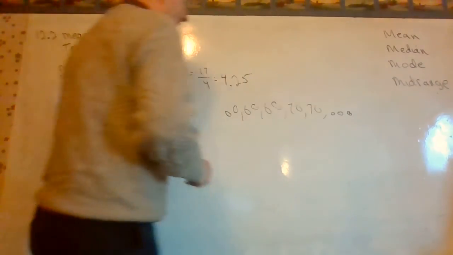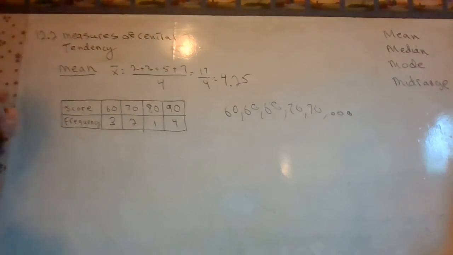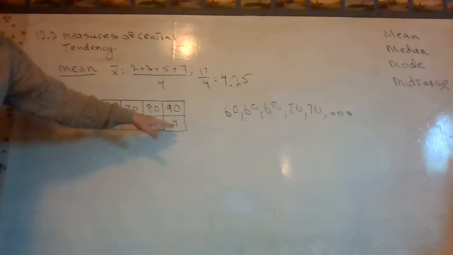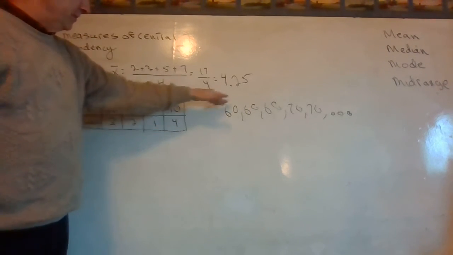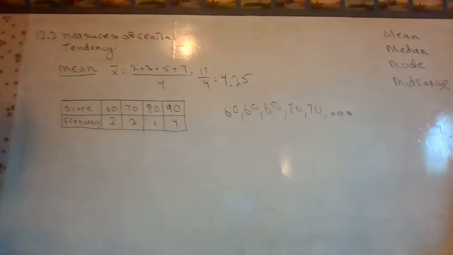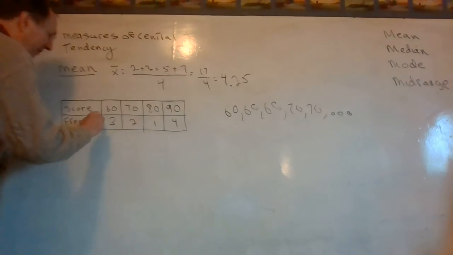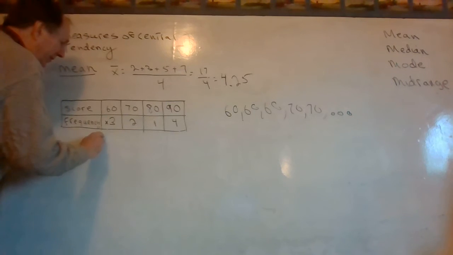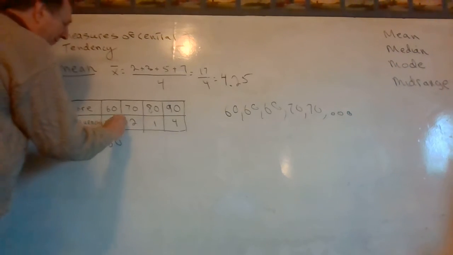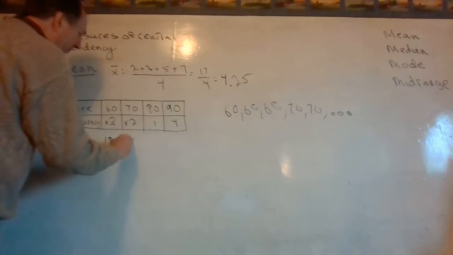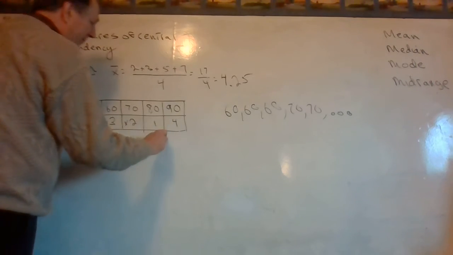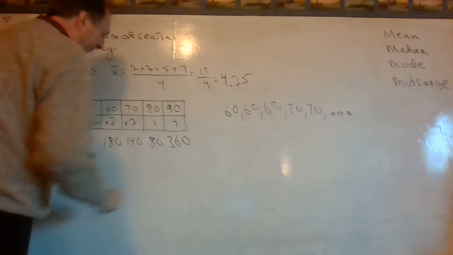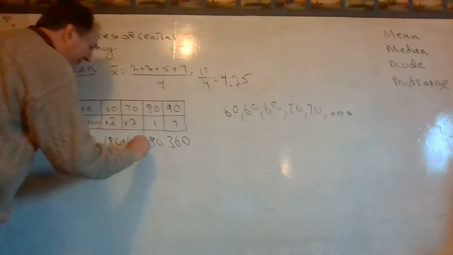You could add it all up, but of course, as these frequencies increase, you could have a frequency distribution with 1,000 scores. We probably don't want to list them out. You can find the mean by, first of all, multiplying. 6 times 30, 180. 70 times 2, 140. 80 times 1, 80. 90 times 4, 360. Then you can add these scores up.